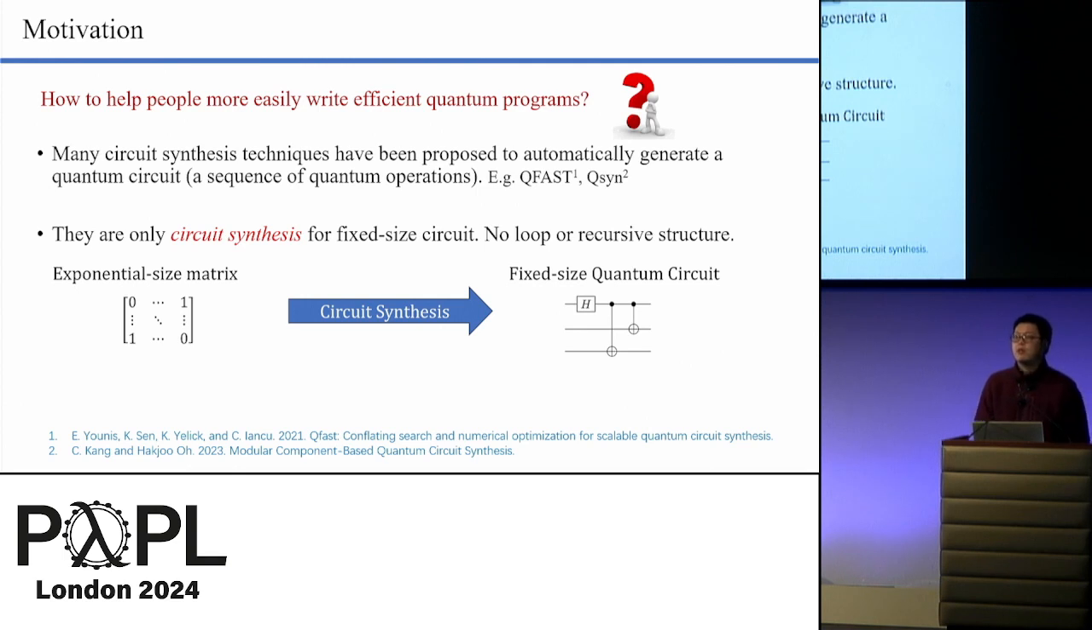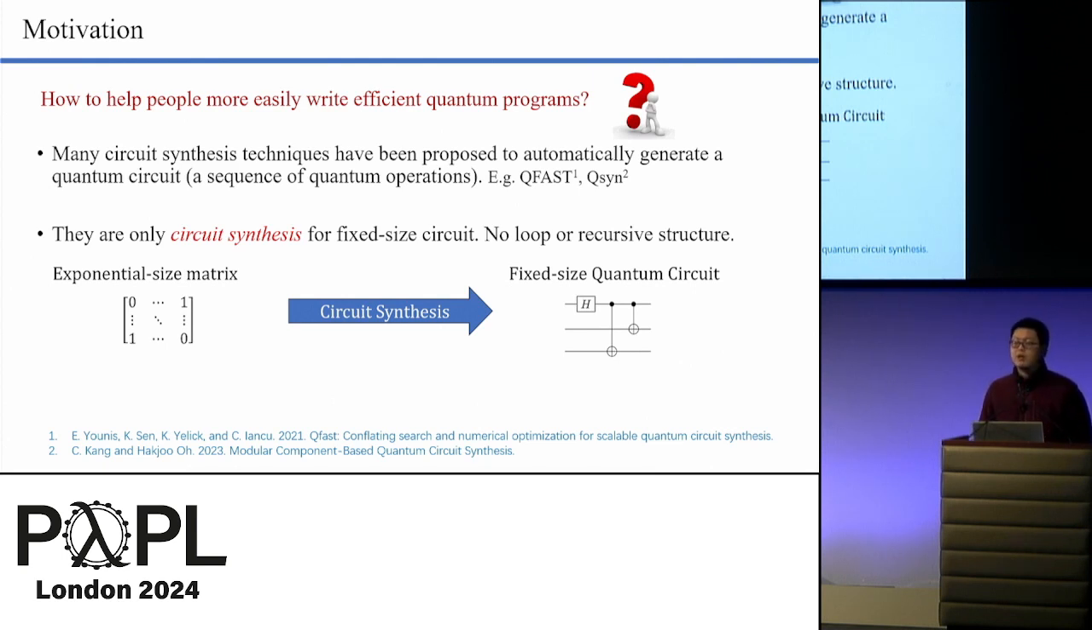So based on this, the motivation of our project is that we want to help people more easily write efficient quantum programs. There are many existing works in this area, and many existing circuit synthesis techniques to help people write quantum programs. However, all of these prior works are only circuit synthesis, which means they can only generate a sequence of quantum operations. There is no loop or recursive structure in their programs. They are just a sequence of many quantum operations.